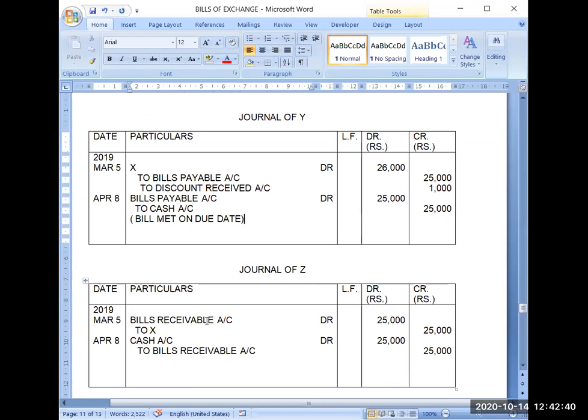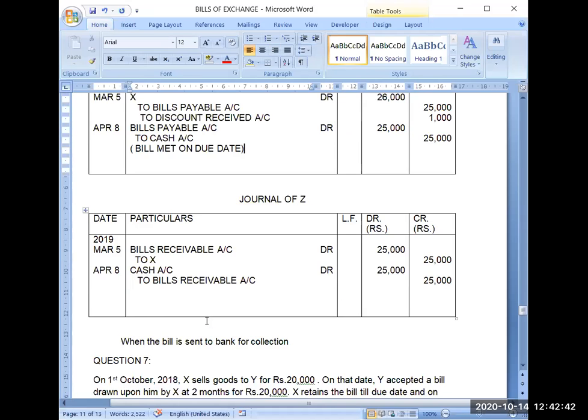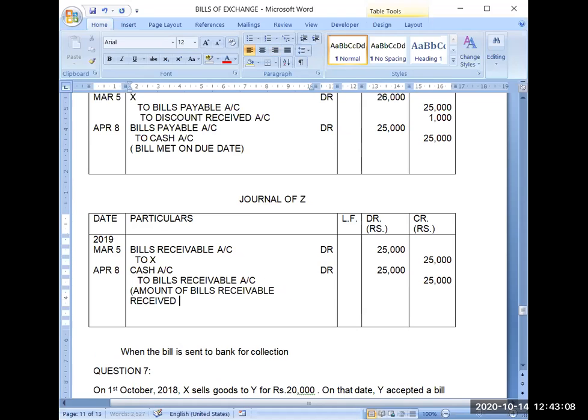Bill met on due date means the payment has been made on the due date. Similarly, here you can write bill receivable received from X and then payment has been received. So you can write the narration amount of bills receivable received from Y.